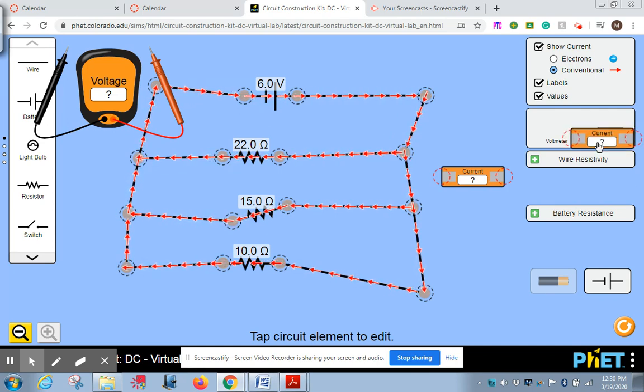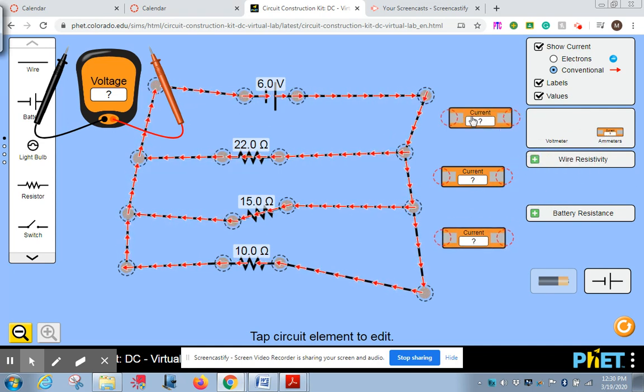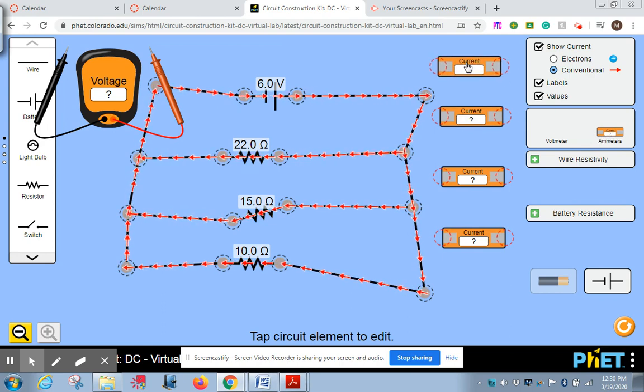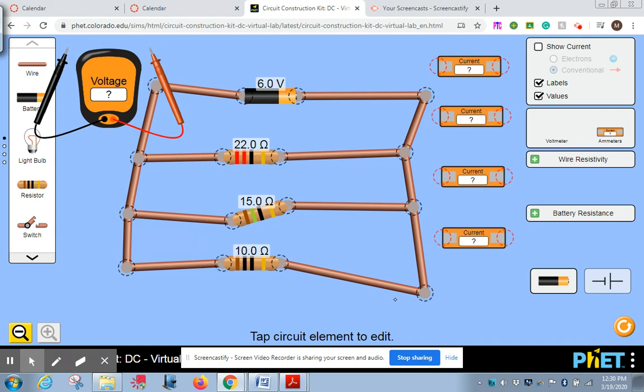A good thing about using the simulation is we could put 4 ammeters in our circuit, and we don't have to keep disconnecting and reconnecting like we do in class, because we have unlimited equipment on this. So I'm just going to turn off the current for a second. I'm probably going to put it back on. In order to get my ammeters in the right spot, I'm going to have to break the circuit and put them in series with whatever device.